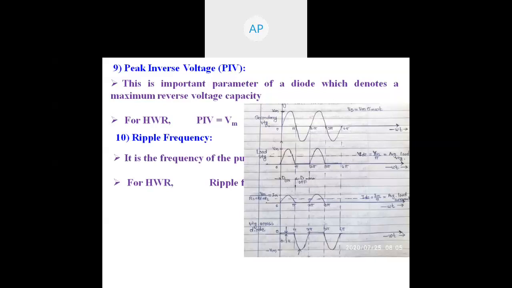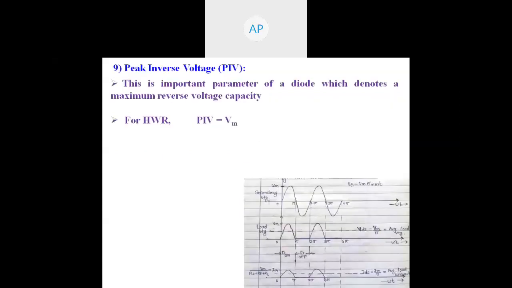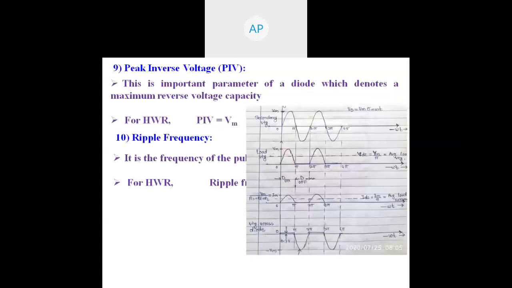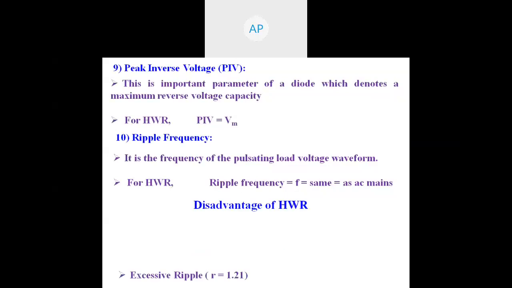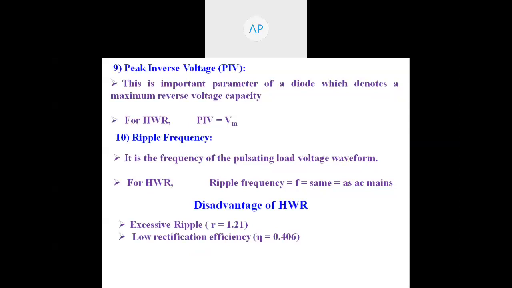The disadvantage of a half-wave rectifier is that it has low rectification efficiency, which is 40.6%, and a low TUF. So the half-wave rectifier suffers from excessive ripple, low rectification efficiency, and a low transformer utilization factor.